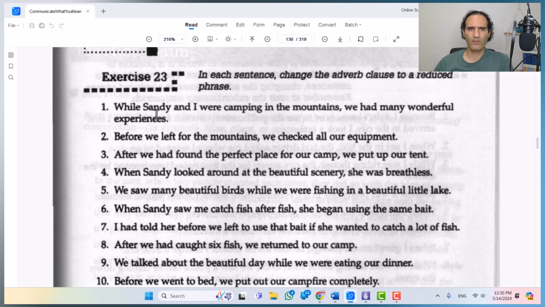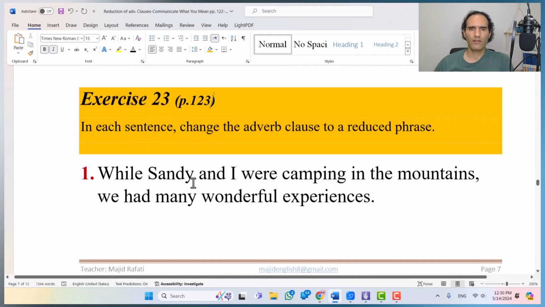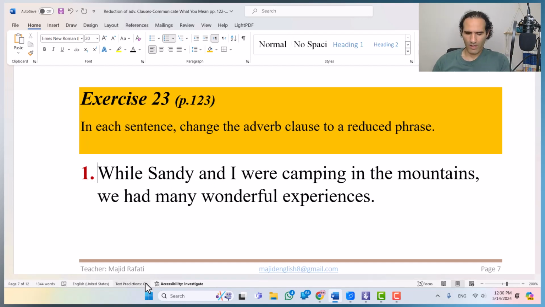And now exercise 23 on page 123. Here, this exercise talking about Sandy and I. Here I've had it typed for you. Exercise 23. In each sentence, change the adverb clause to a reduced phrase. So we should know that the subjects must be the same. Then we can omit or reduce. While Sandy and I were camping in the mountains, we had many wonderful experiences. Subjects are the same. We can reduce it. So we reduce the subjects and we reduce the to be.